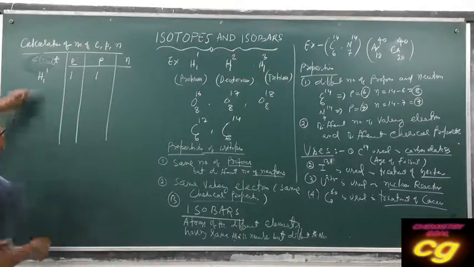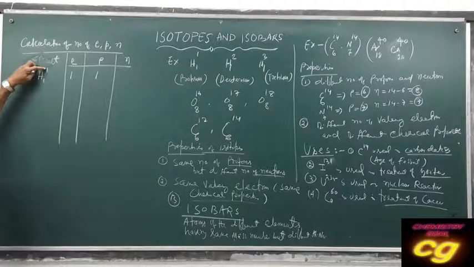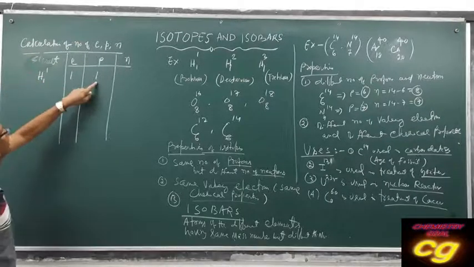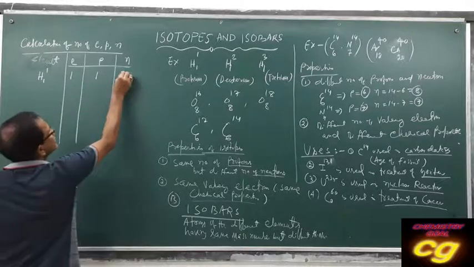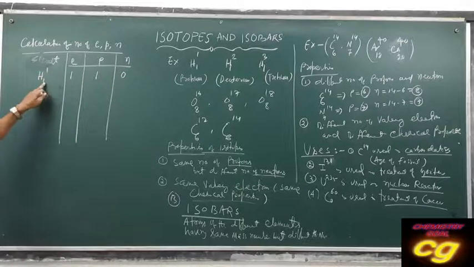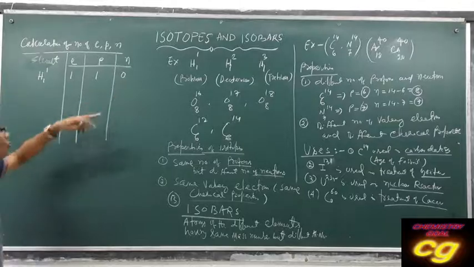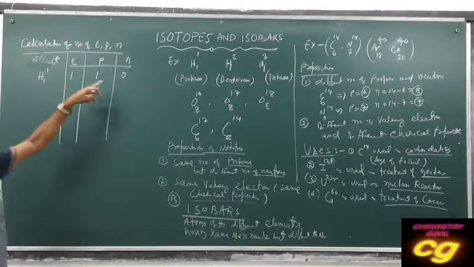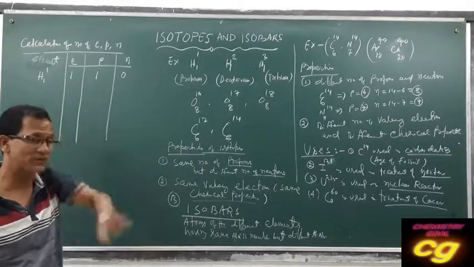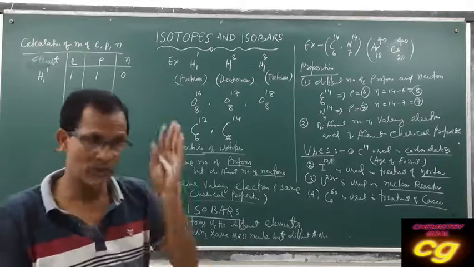But as the mass number is 1, and mass number means the sum of protons plus neutrons, the sum is 1 and protons are already 1, so what is the value of n? n is equal to 0, because 1 minus 1 is 0, the number of neutrons is 0. So protium has no neutron. Very important, note this down.